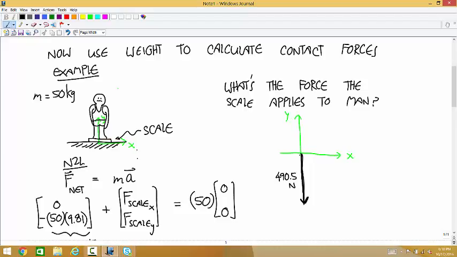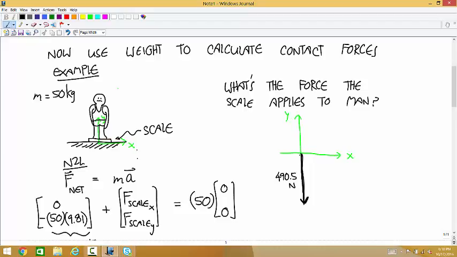270, or you could go negative 90. So it's 490.5 times cosine and sine of 270, or 490.5 times cosine and sine of negative 90. It gives you the same thing. And what do you get if you do that? You better get what I put. So it gives 0, negative 490.5.